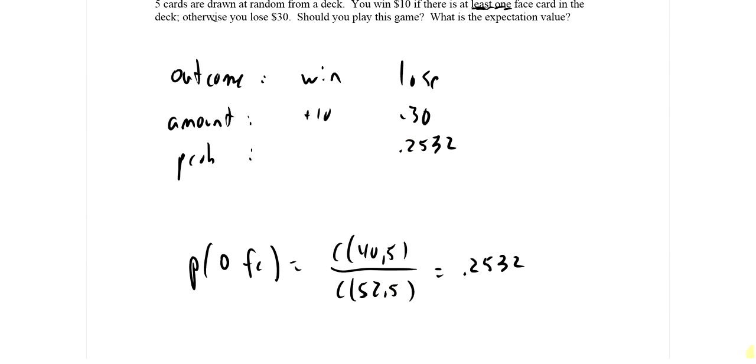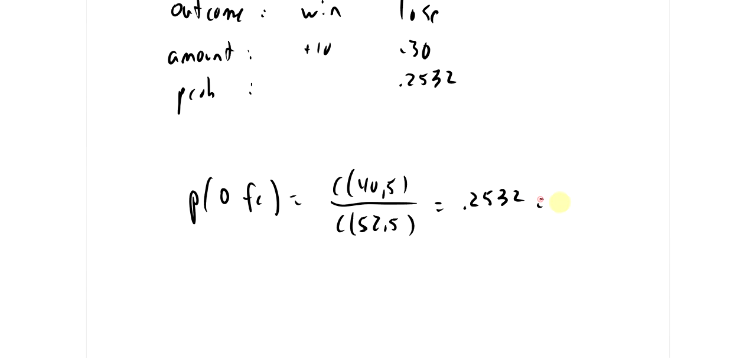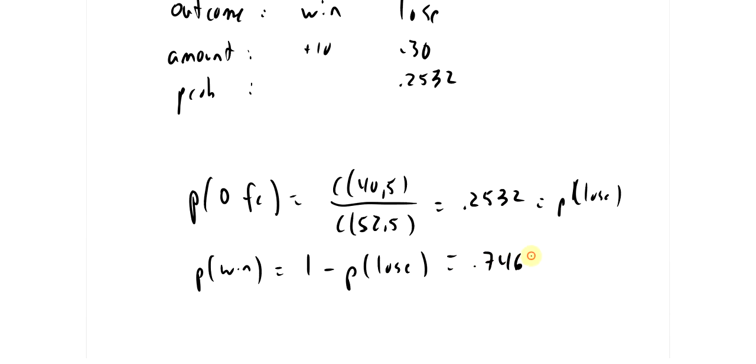What's the probability of winning? Well, probability of winning is, of course, 1 minus probability of losing. And so 1 minus this is 0.7468. And so this is almost 3 times that. Your probability of winning is almost 3 times your probability of losing, but not quite. So we expect the expectation value here to be negative.